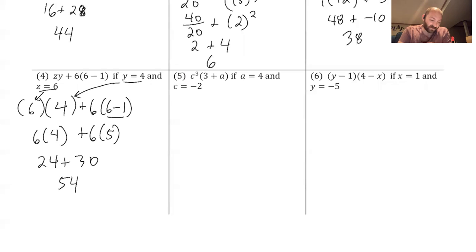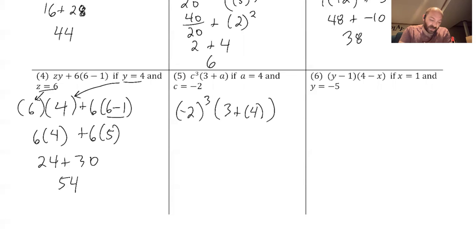Okay, 5, same thing. We've got a little more complicated. We've got parentheses cubed times 3 plus another parentheses there. So a is 4, that's going to go in this spot, and negative 2 is going to go here.